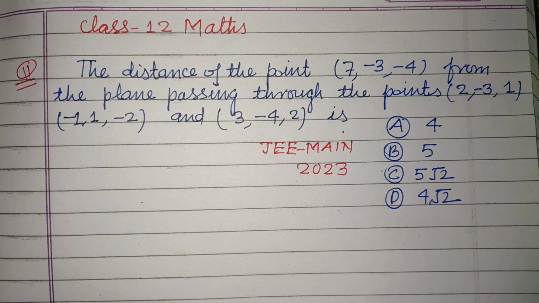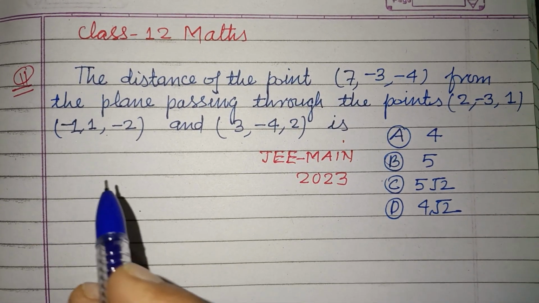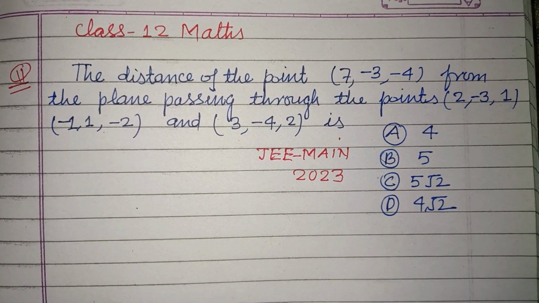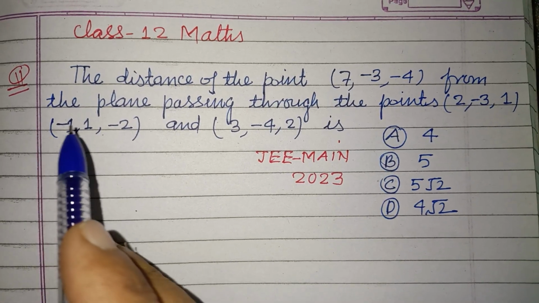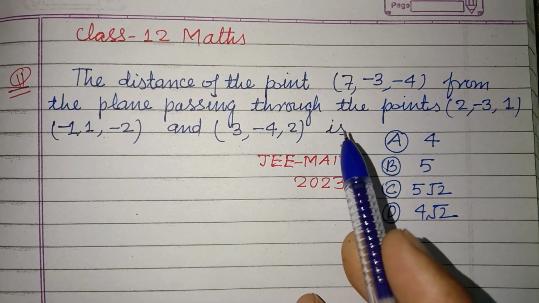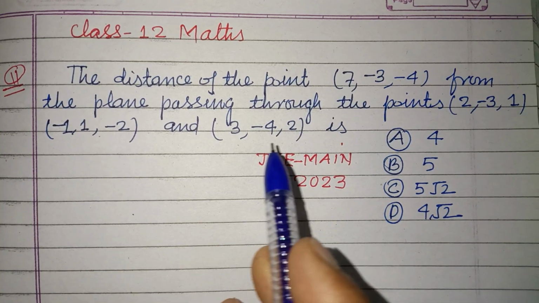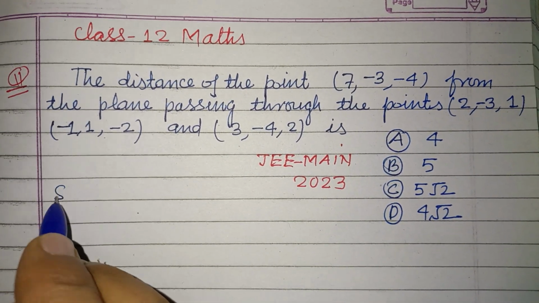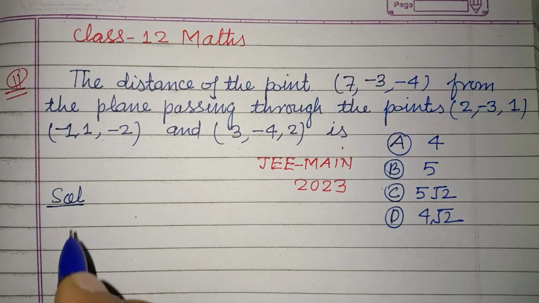This is a question from JEE Main 2023. The distance of the point (7, -3, -4) from the plane passing through the points. The 3 points are given. So here a plane is passing through 3 points.